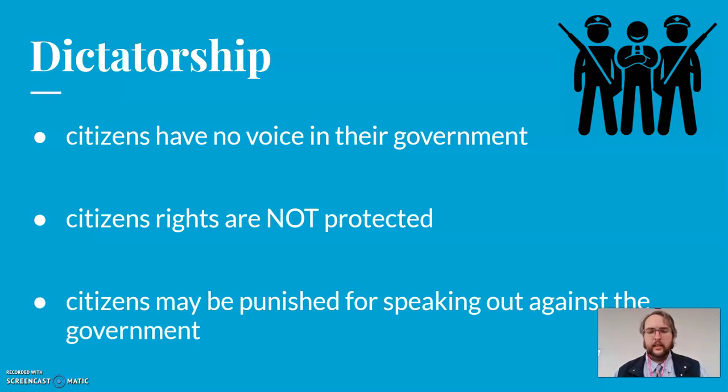And this is the case as well. Citizens may be punished for speaking out against the government. They may be put in jail. They may be banished from the country. They might be executed because of something they did or said that went against the government. So that's dictatorship. So we talked about monarchy.